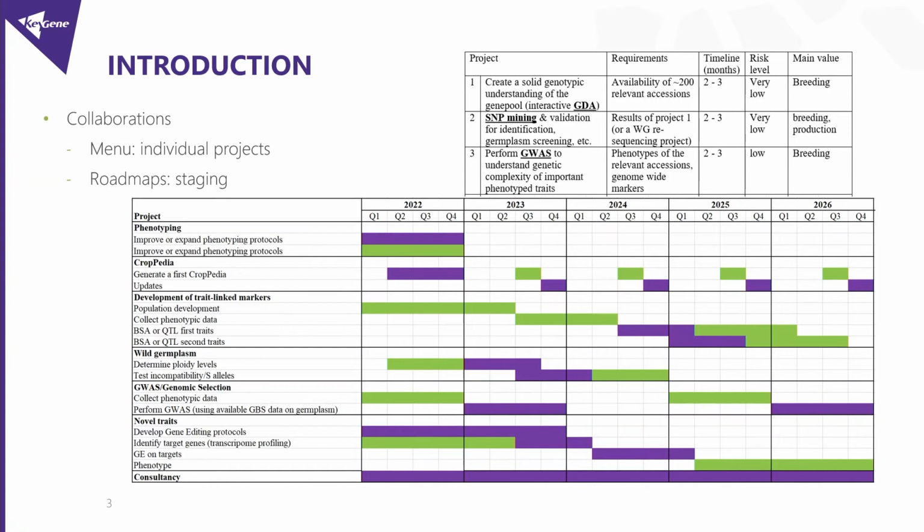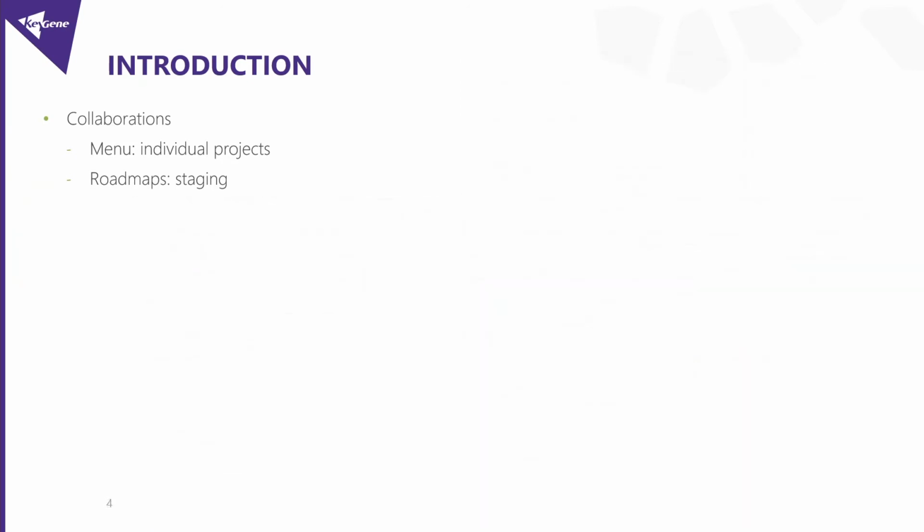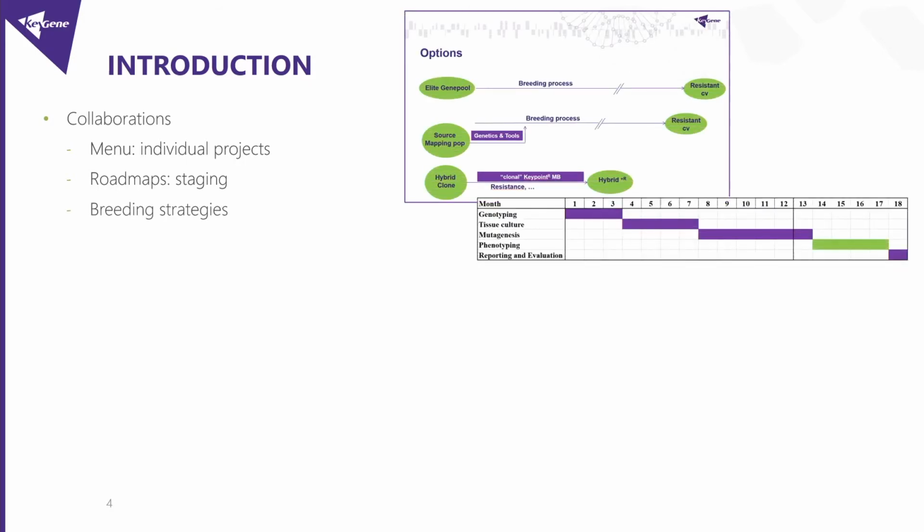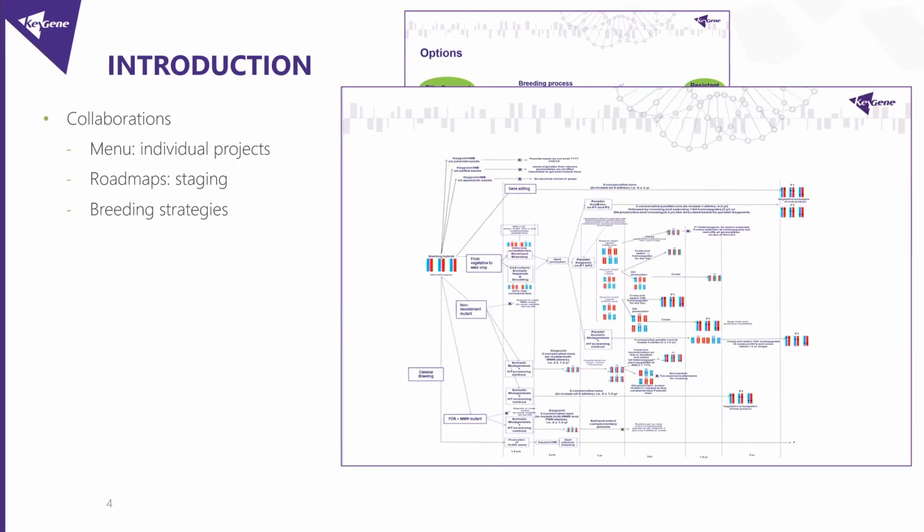The green bars are the activities for the breeding companies. The purple bars are the activities for Keygene. We even like to go one step further, and that's to think along on the breeding strategies you're using. So besides advising that you can use these 2 or 3 projects in this time frame, we also like to think along in breeding strategy. And this is an example of 3 options, basically. Follow conventional breeding, do conventional breeding with the use of markers, or go to mutation breeding. So that's a simple example.